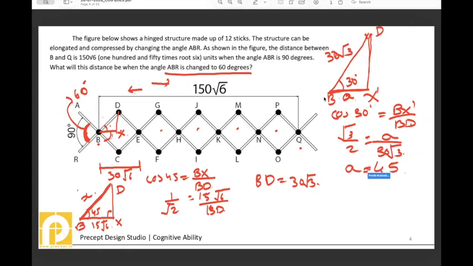So therefore, I know BX' into 10 is equal to the new length BQ. So the new length BQ will be equal to 10 into 45, because 10 modulus of BX will be equal to total BQ. So therefore, the answer is 450. 45 into 10, 450. Okay. We'll move to the next one.